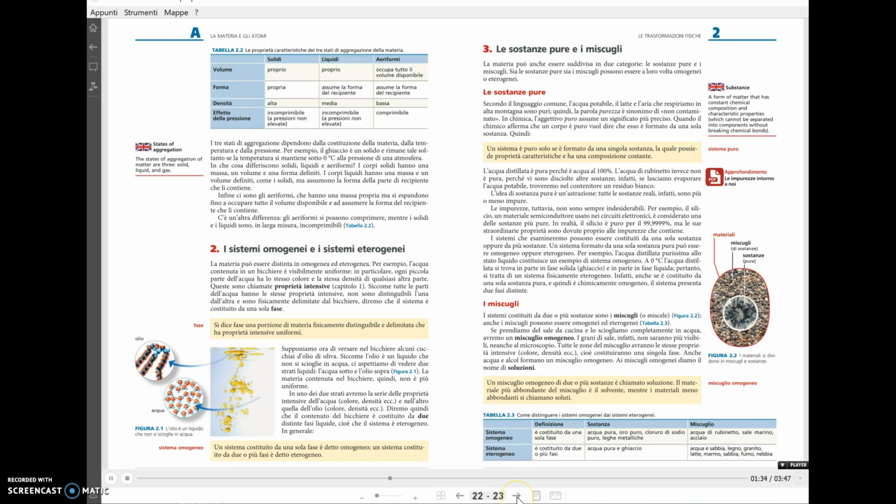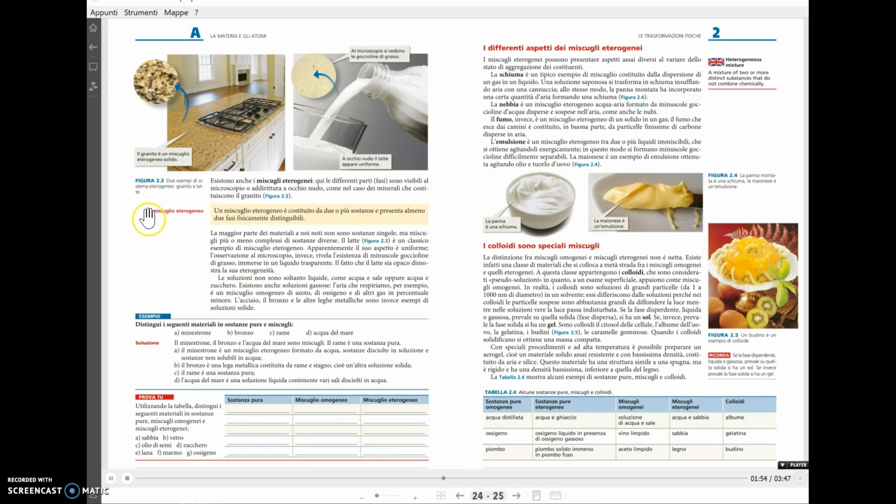A mixture of two or more substances is homogeneous when its components are mixed evenly and do not exhibit a difference in phase. A mixture is heterogeneous when it is made up of two or more different substances and exhibits at least two physically distinguishable phases. For example, oil and water.